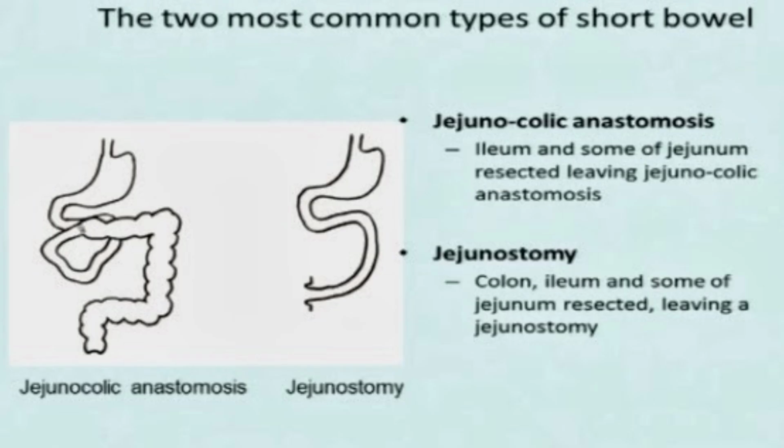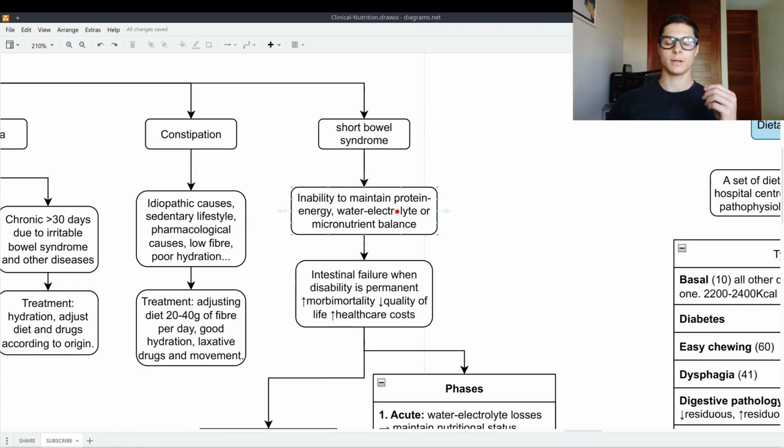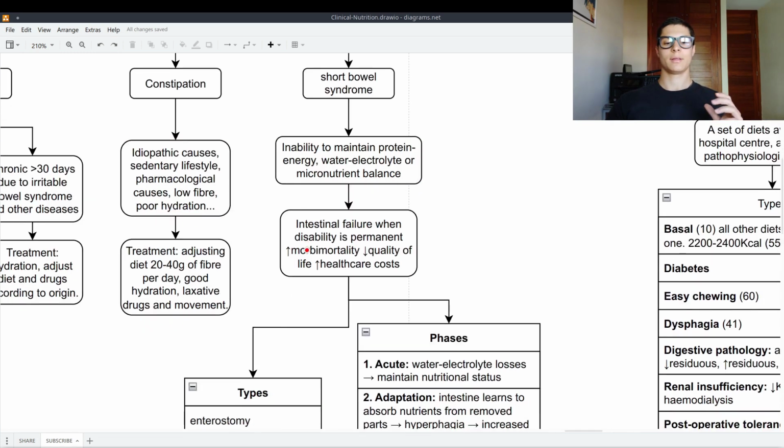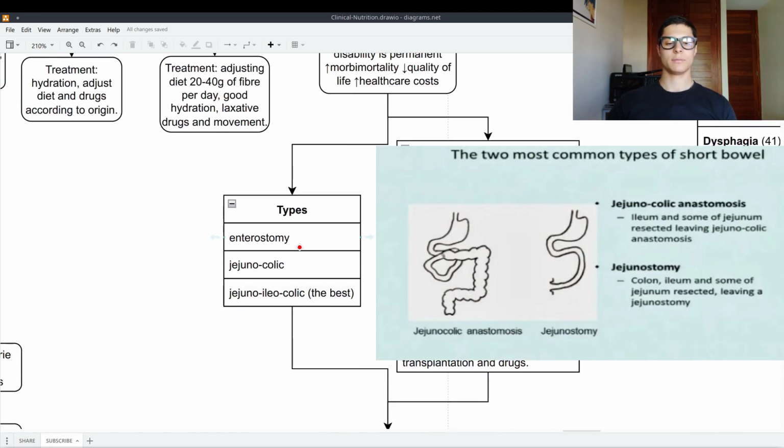Short bowel syndrome, we have the inability to maintain a protein, energy, water, electrolyte or micronutrient balance in the body because there is less surface of the intestine available because a part has been cut off, and therefore the intestinal failure when disability is permanent. We have a higher morbidity and mortality and a lower quality of life with this syndrome, and the healthcare costs are also high. Types: enterostomy, jejuno-colic or jejuno-ileocolic, which is the best.